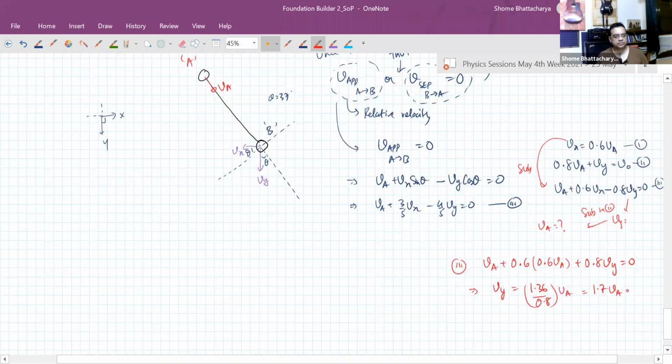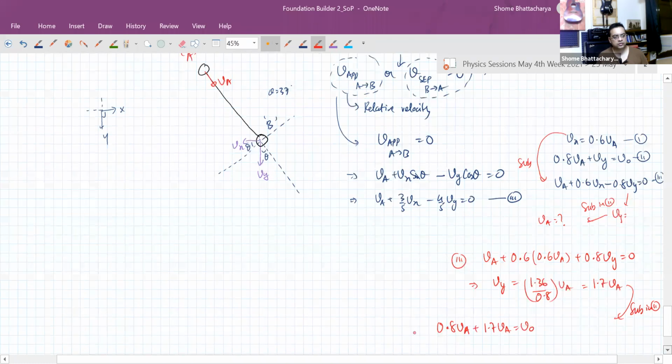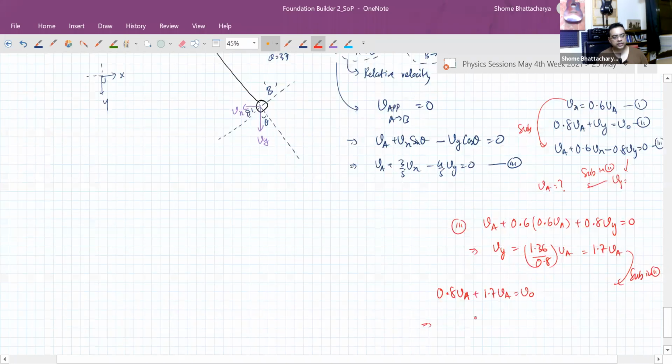Then we will substitute this back in the second equation. So we'll get our required thing that 0.8 VA plus 1.7 VA is equal to V0. We get VA as V0 upon 2.5, or 2 by 5 V0.